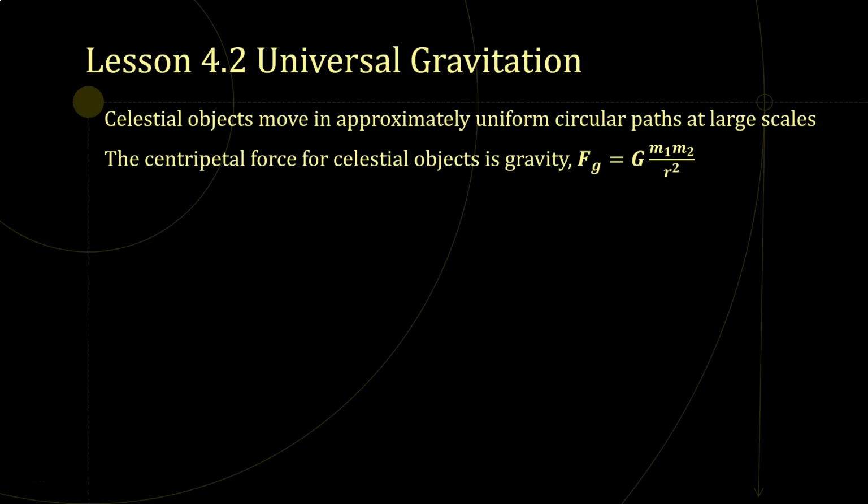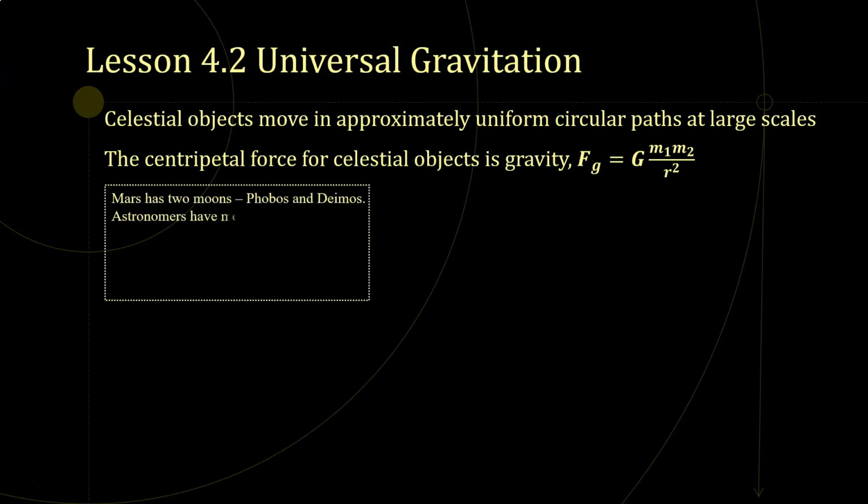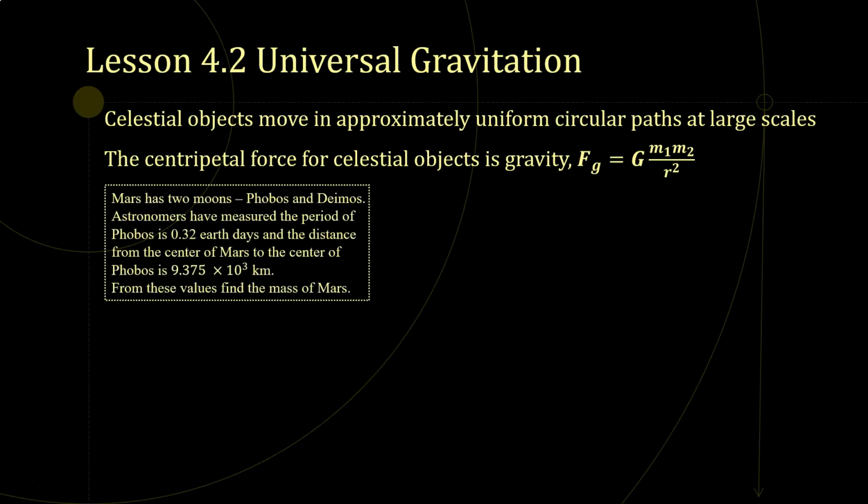The more massive object we picture to be at the center of the circle, the less massive object on the outside of the circle, moving around the circle. And we can use that equation along with our centripetal force equations to do some calculations.